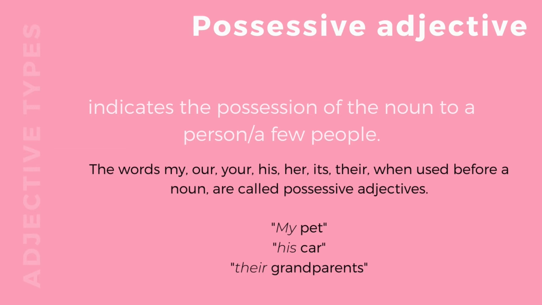Next we have possessive adjective. It indicates the possession of the noun to a person or a few people. The words my, our, your, his, her, its, their, when used before a noun, are called possessive adjectives. Some examples are my pet, his car, their grandparents.